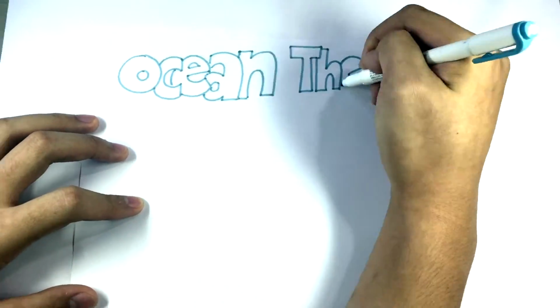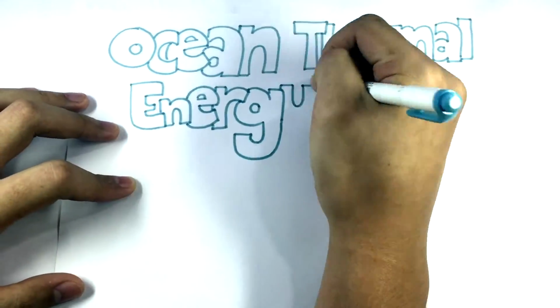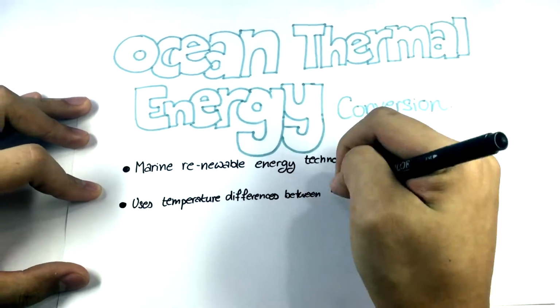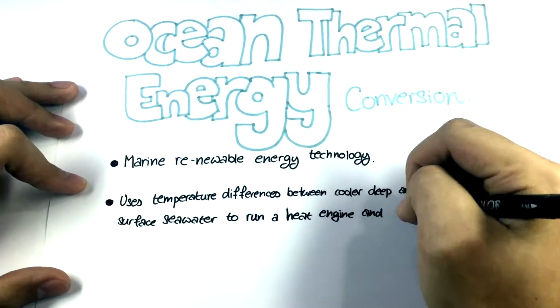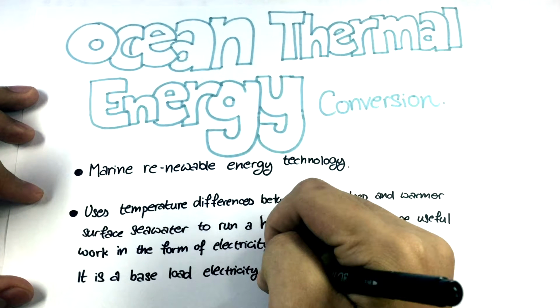Ocean thermal energy conversion is a marine renewable energy technology which uses the temperature difference between cold deep and warm surface seawater to run a heat engine and produce useful work, in the form of electricity in our case. It is also a base load electricity generation system.